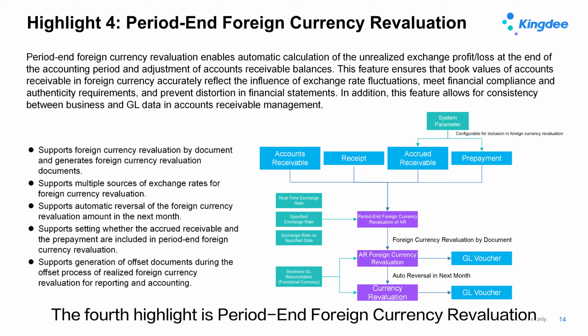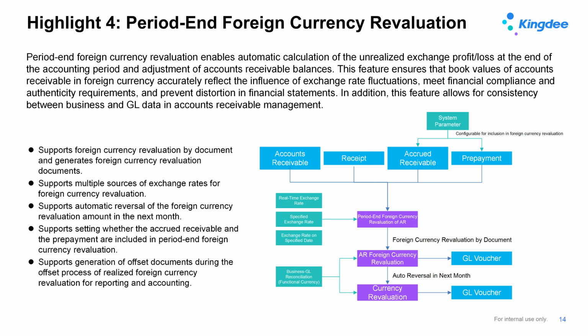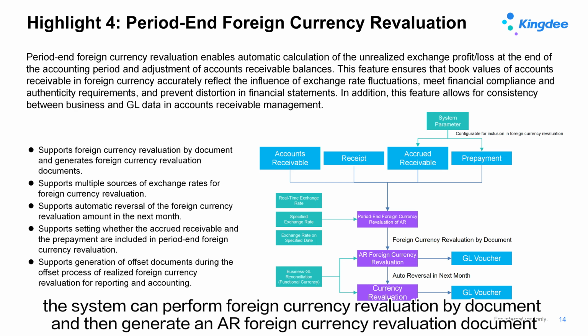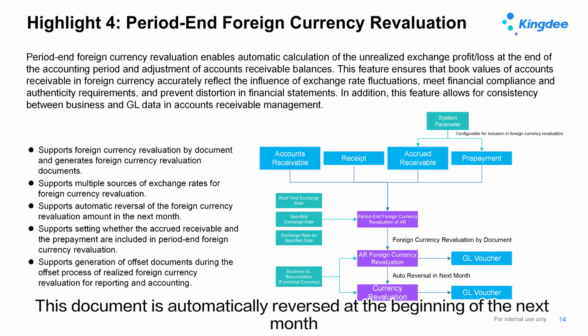The fourth highlight is period-end foreign currency revaluation. For accounts receivable balances in foreign currencies, the system can perform foreign currency revaluation by document and then generate an AR foreign currency revaluation document. This document is automatically reversed at the beginning of the next month.